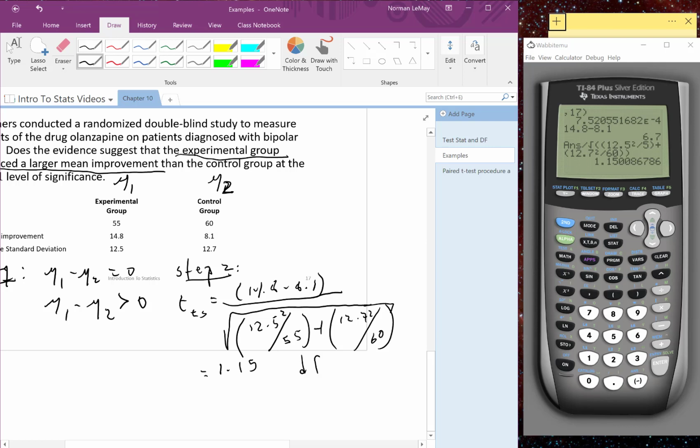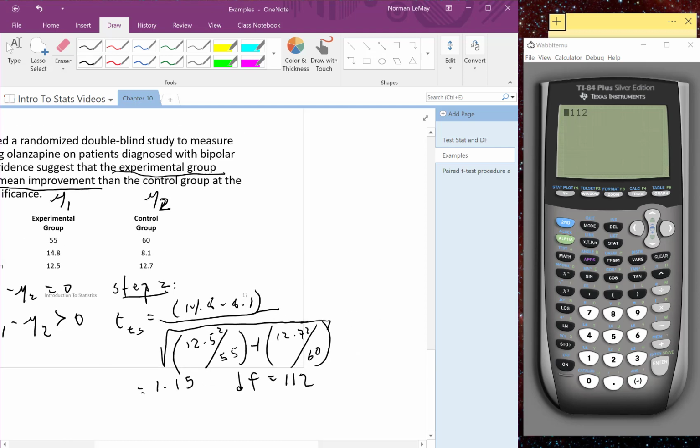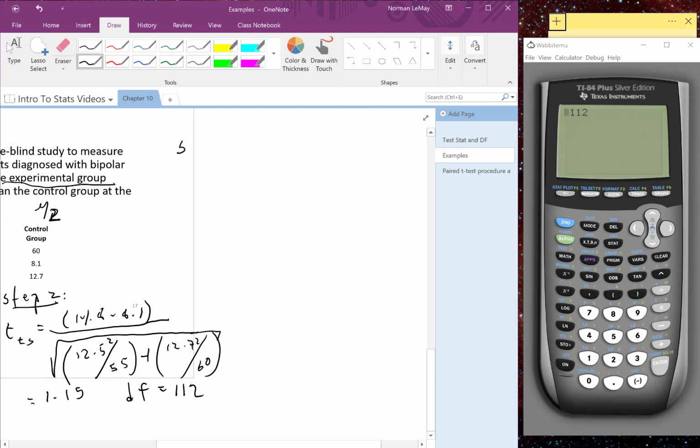So our degrees of freedom, so again, program, degrees of freedom, it's on the screen. Let's start her up. So S1 is 12.5 and 55 for N1, and 12.7 for S2 and 60 for N2 gives us a degree of freedom of 112. So step 3 is always compute the p-value.